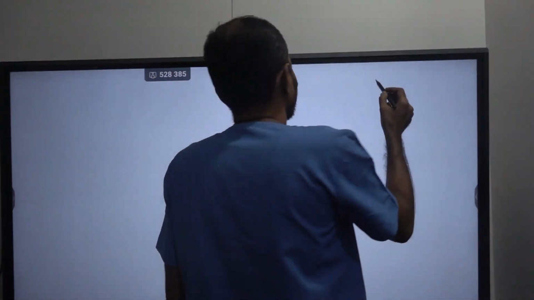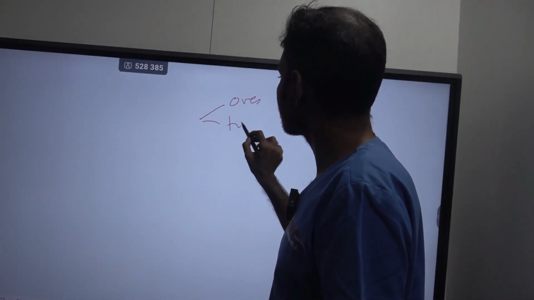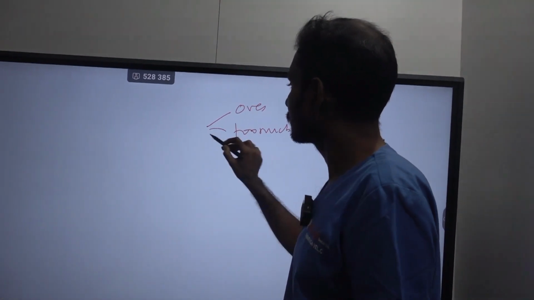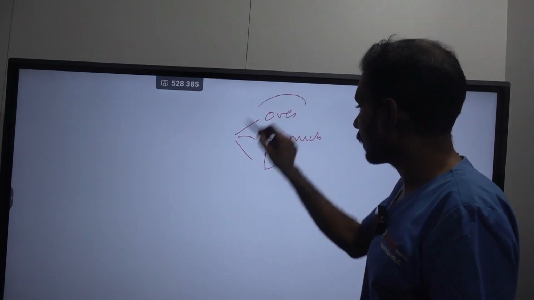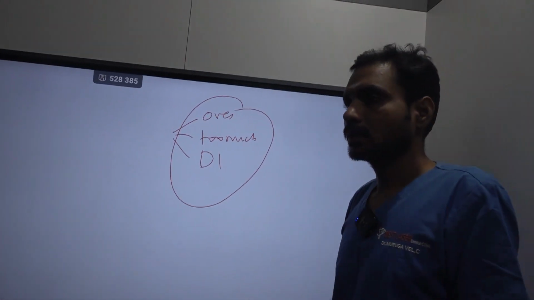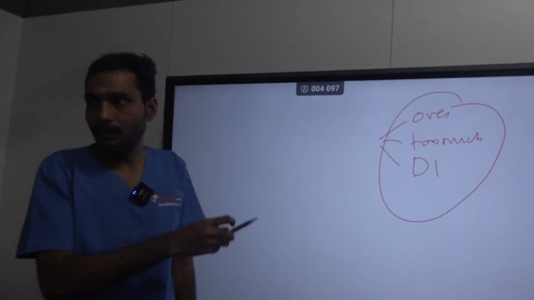So the aseptic necrosis, what are the reasons? Overheating, too much compression, less blood supply, D1 bone. If all these things combine, then the patient will have pain. This kind of unusual pain, what is the classification?